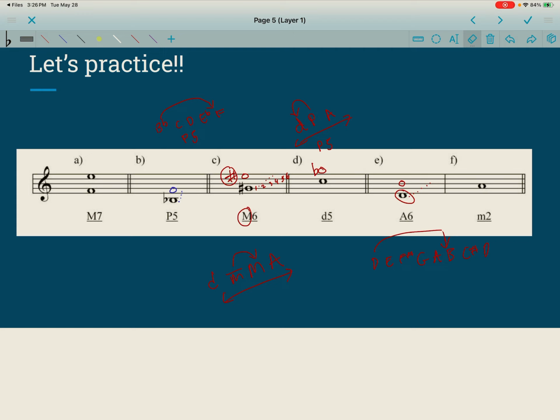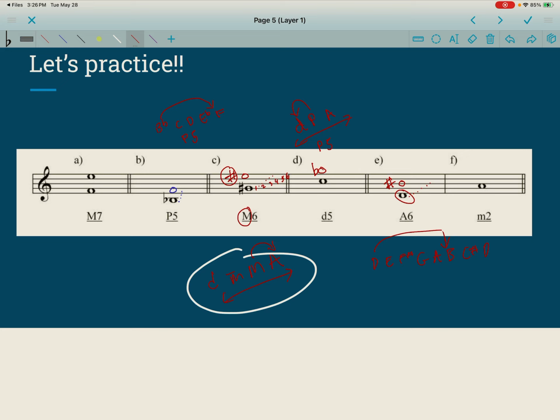So what would you do to make that an augmented sixth? Well, we can see over using this table circled in white that to make this go from a major interval to an augmented interval, we have to raise this interval by 1/2 step. So moving from D to B natural is a major sixth, and you'd have to raise that by 1/2 step, making it a B sharp. So D to B sharp is an augmented sixth, and then a minor second.